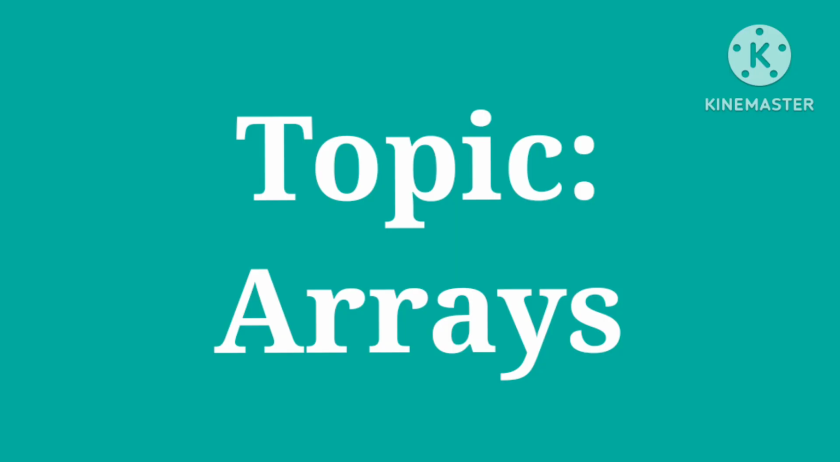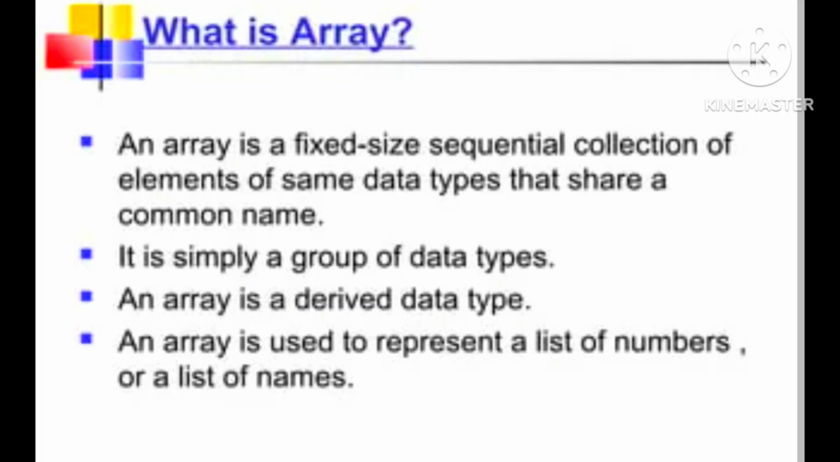Today I'm going to explain about arrays. An array is a fixed size sequential collection of elements of same data types that share a common name. It is simply a group of data types. An array is a derived data type. An array is used to represent a list of numbers or a list of names.